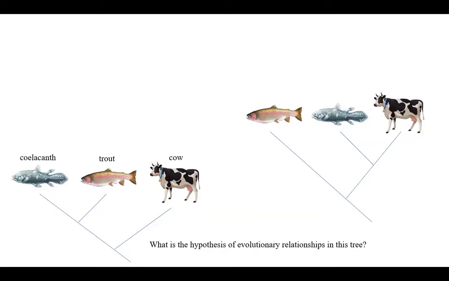Yes. Somebody hasn't spoken up yet. Yes. Listen. So everybody still has a common ancestor they all share. That's very nice. The trout's not floating out in space. But this time, the cow and the coelacanth have more recent common ancestors that they share to the exclusion of the trout. So they go together, and the trout's their sister group. It's their outgroup. Interesting.